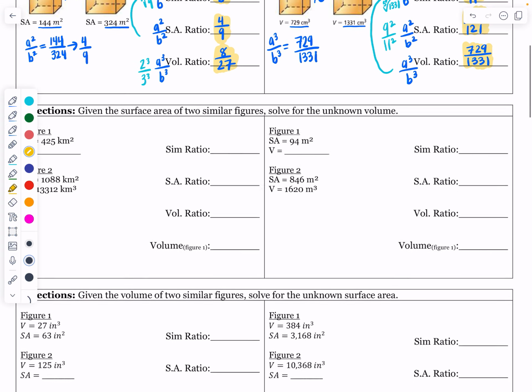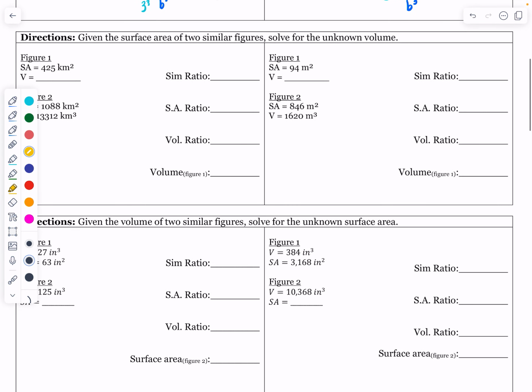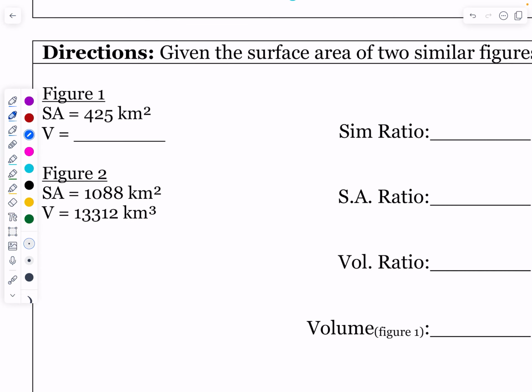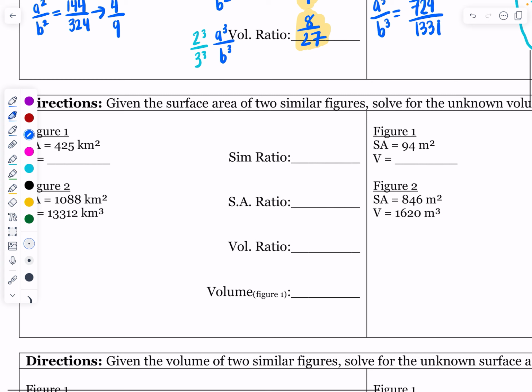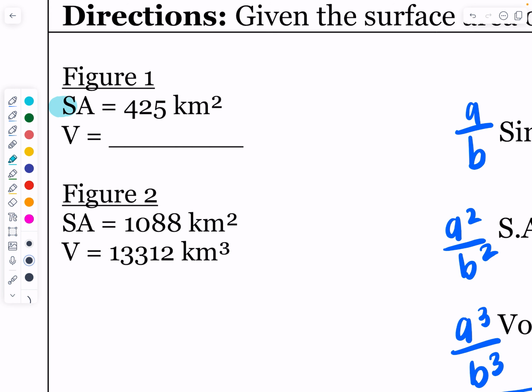All right, the next set of directions say, given the surface area of two similar figures, solve for the unknown volume. So no longer do we have a picture, but we do have the same process over here where we have our A over B for similarity ratio, A squared over B squared for surface area, and A cubed over B cubed for volume. Okay? And we're going to use one of those in a minute once we find those ratios to find an unknown volume.